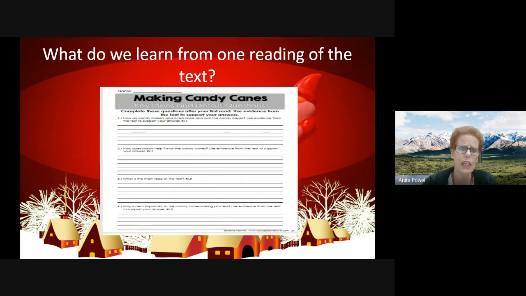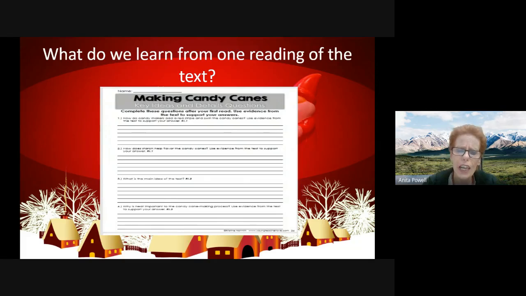The main idea here is, how do we make candy canes? How are candy canes made? Why is heat important to the candy cane making process? Use evidence from the text.